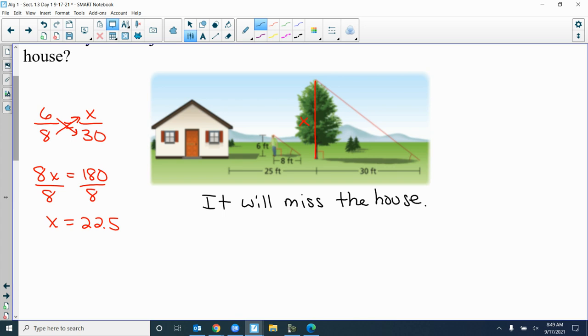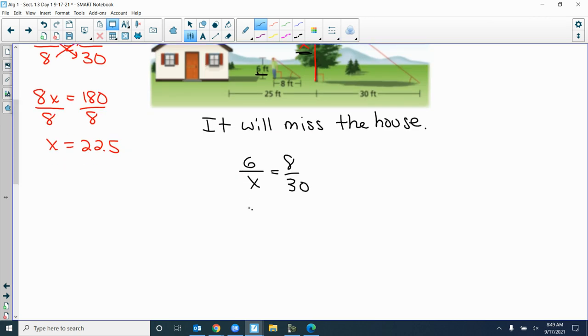All right, how else can I set up the proportion to still be correct? That's one way. Height over shadow equals height over shadow. You can also set it up height over height. 6 over X equals, and what would be the other one then? If I do 6 over X, it has to equal 8 over 30, because then I do shadow over shadow. 8 over 30. That'll work.